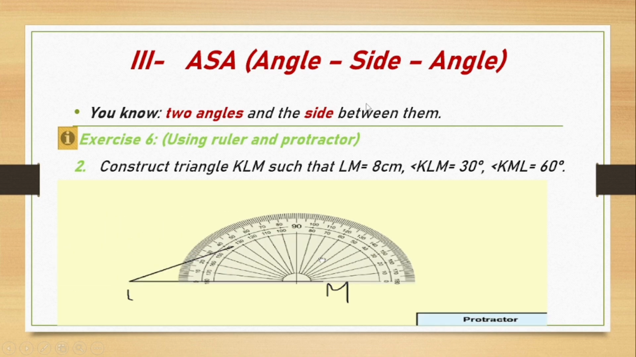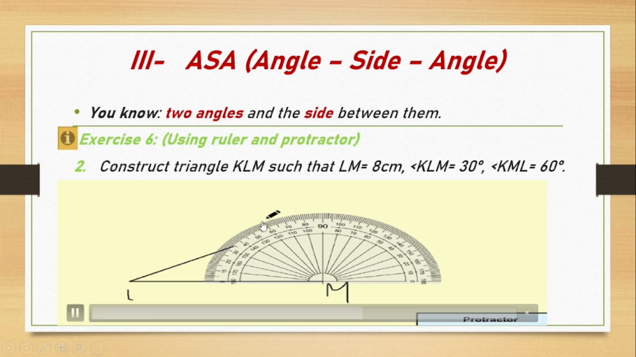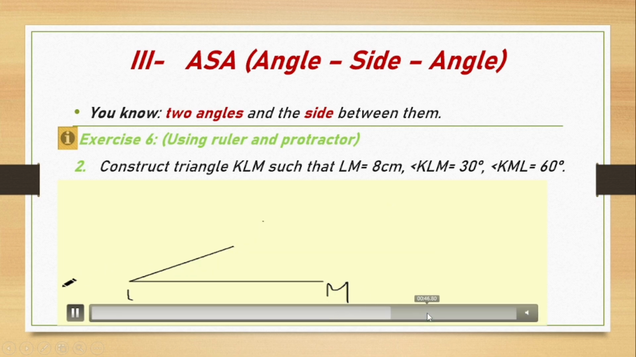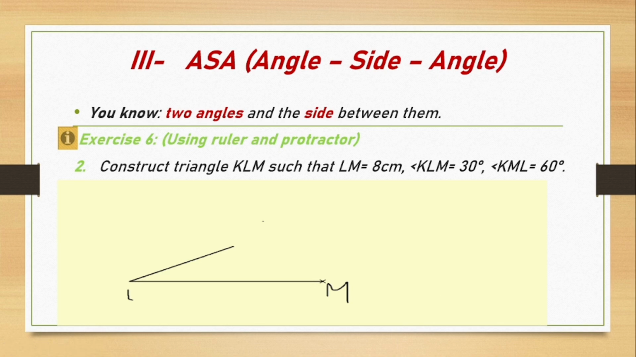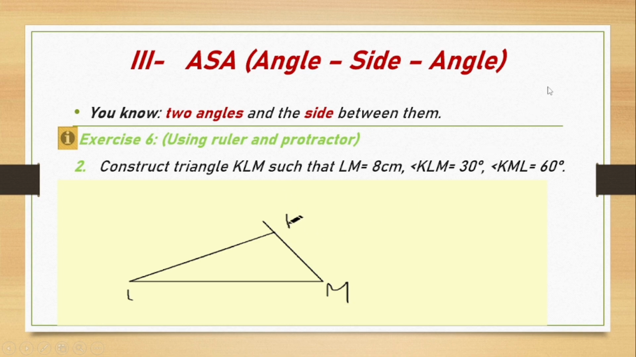Now we move the protractor to point M and mark the angle 60 degrees. Mark it. Now we connect it with point M. The two sides meet at point K. And finally we are done.